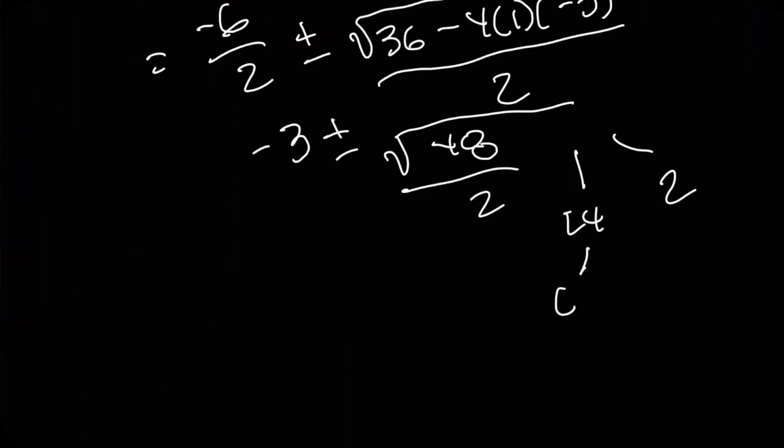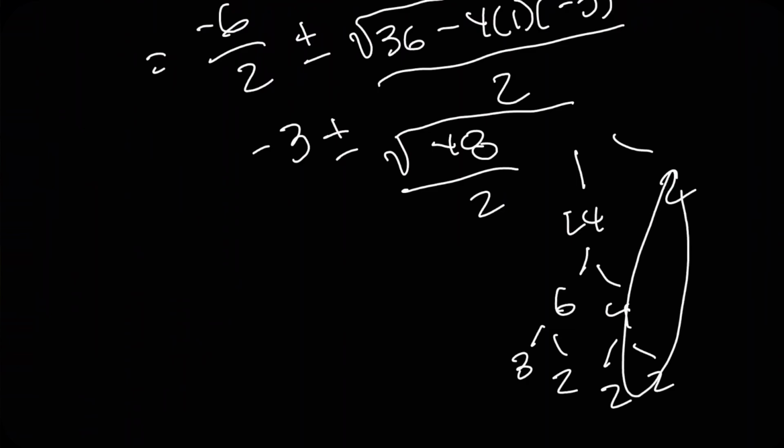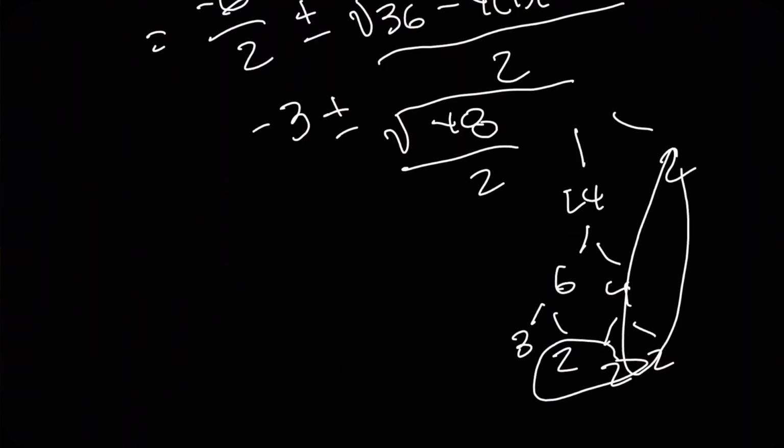And then reducing our 48, we'll have 24, and we'll have a 2. Let's see, 6, 4, 2, 2, and then 3 and 2. So we have a pair here, and we have a pair there. And then we have the 3 left over, which will stay underneath the square root. So finally, we will have x is equal to negative 3. And then we'll have 2 and 2. So that can come out, which will be a 4.